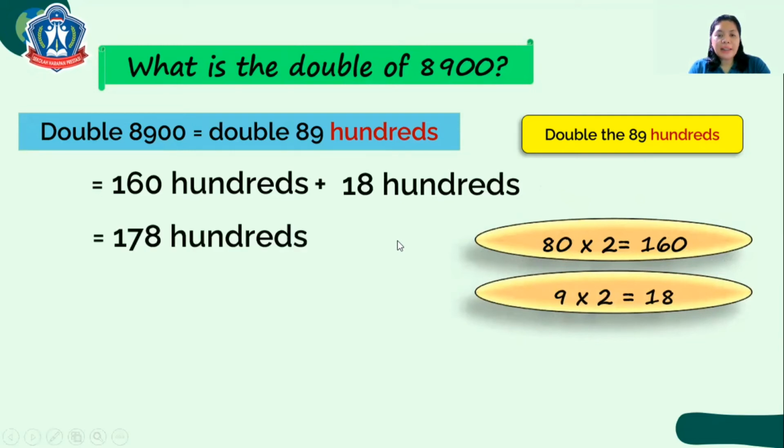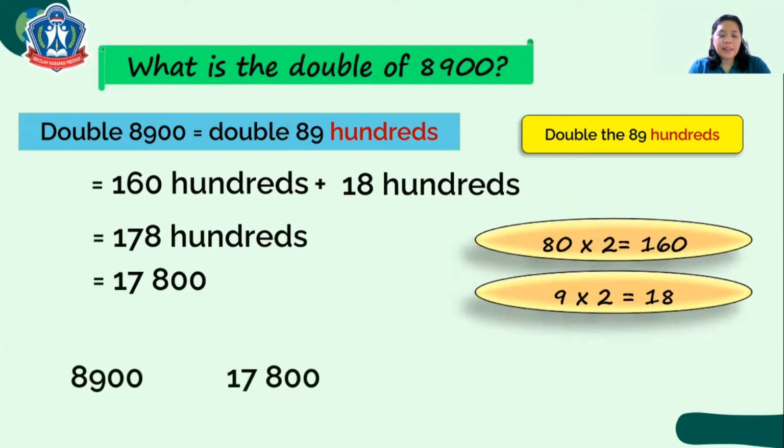160 and 18, if we add, is 178 hundredths. 178 hundredths is equal to, yes, 17,800. So the double of 8,900 is 17,800. So that's how to find the doubles and halves of numbers.